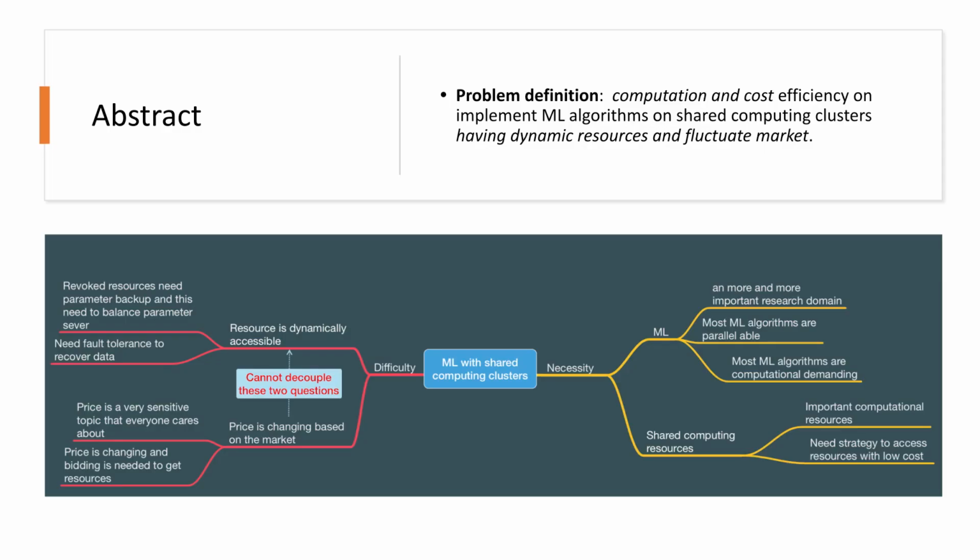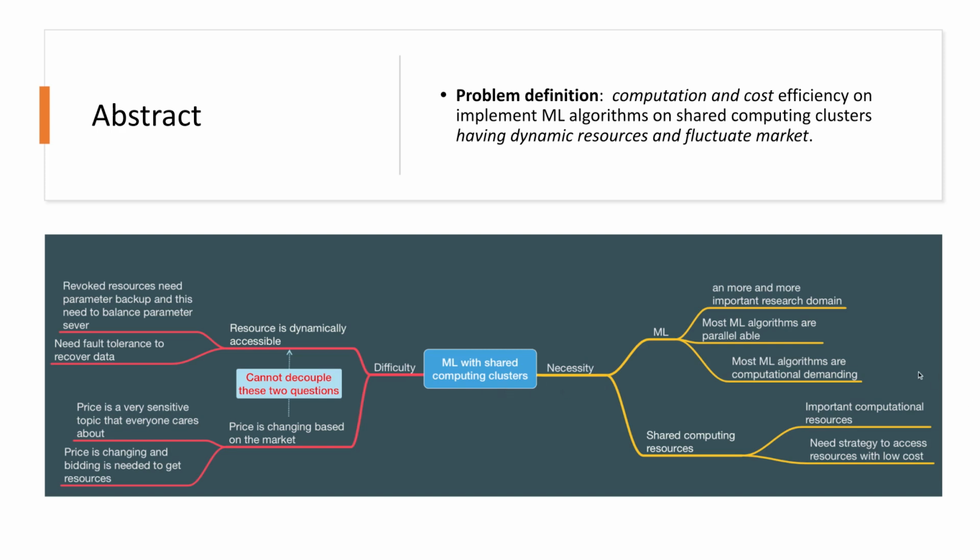So the problem the author addressed in this paper is the computation and cost efficiency of implementing machine learning algorithms on shared computing clusters, which have highly dynamic resources and a fluctuating market. So generally speaking, the author wants to optimize machine learning applications on shared computing clusters. In this work, the author introduces the problem from two aspects. The first is the necessity, and the second is the difficulties.